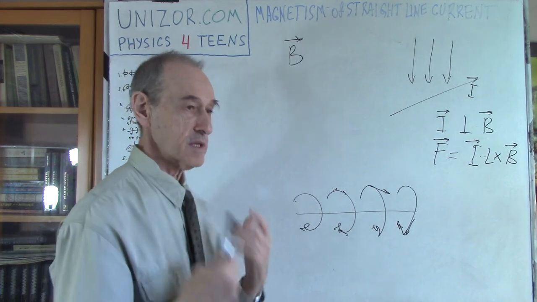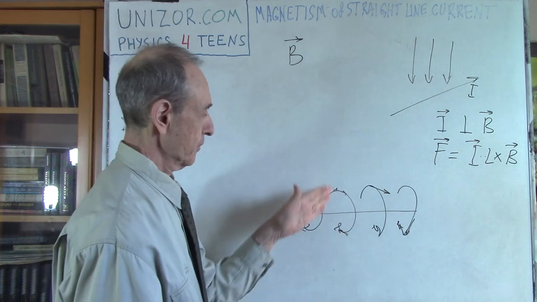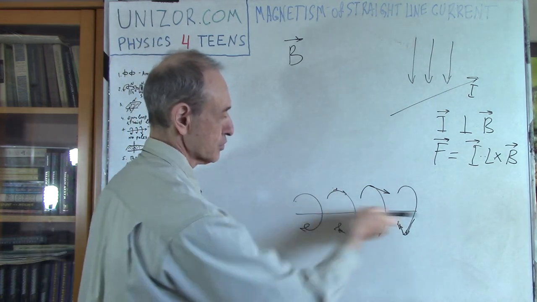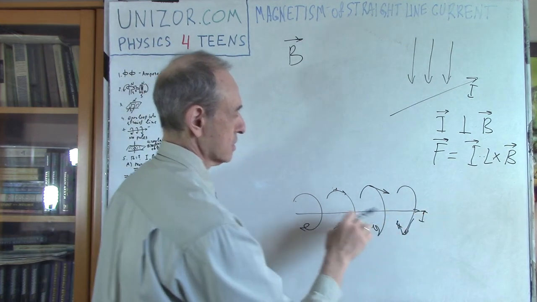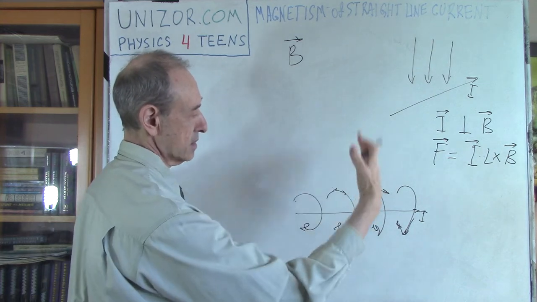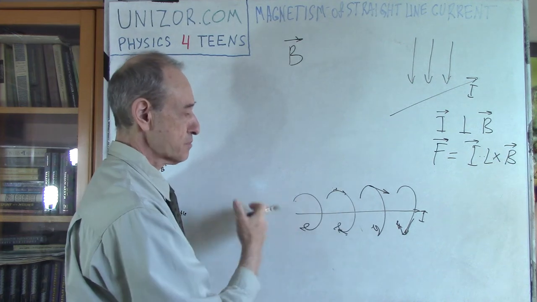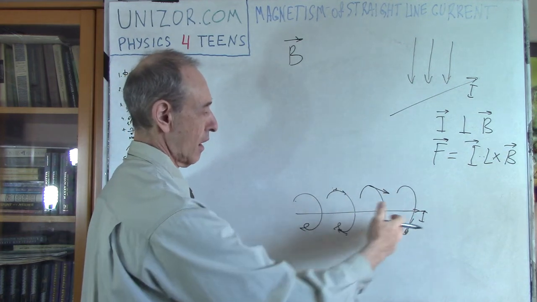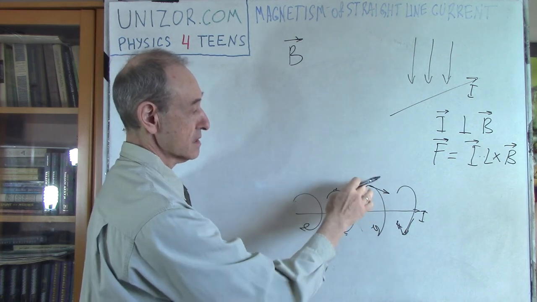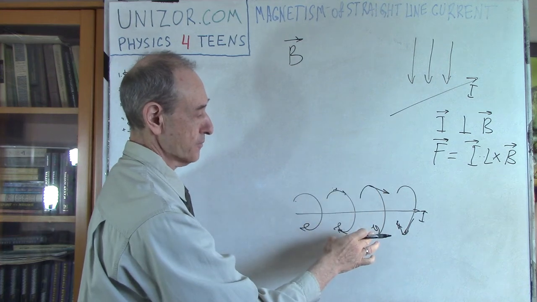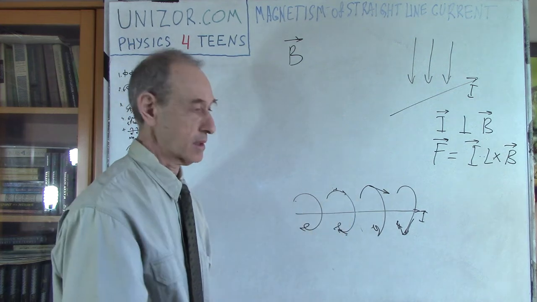So our purpose is to determine the magnitude. So we know the direction. It's always perpendicular to the I, obviously, to the current. This is the current. So this is in the plane perpendicular to the current. So all magnetic lines are in corresponding planes perpendicular to the current. And the vector of magnetic field intensity is in that plane, tangential to the circle which magnetic lines actually make, okay?